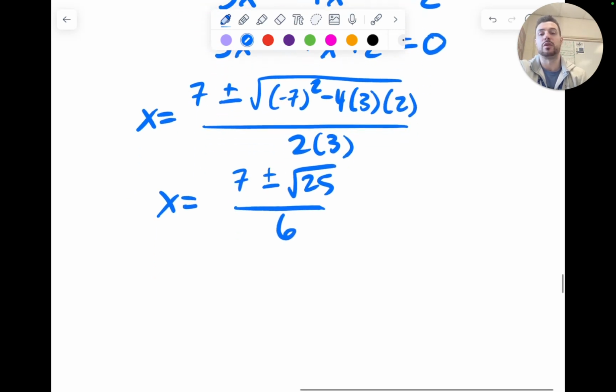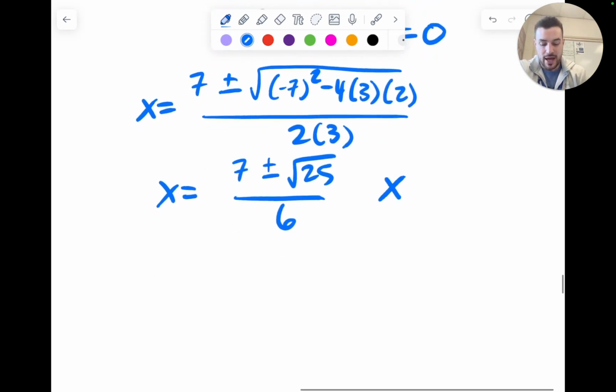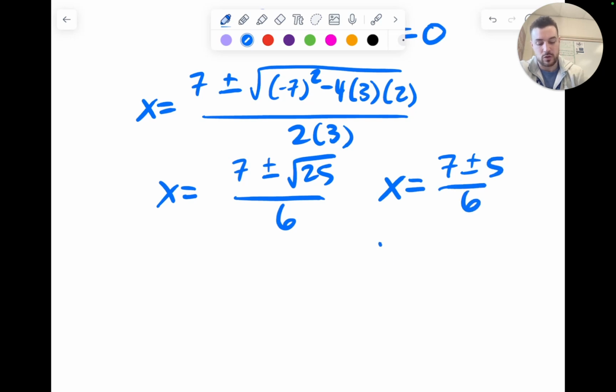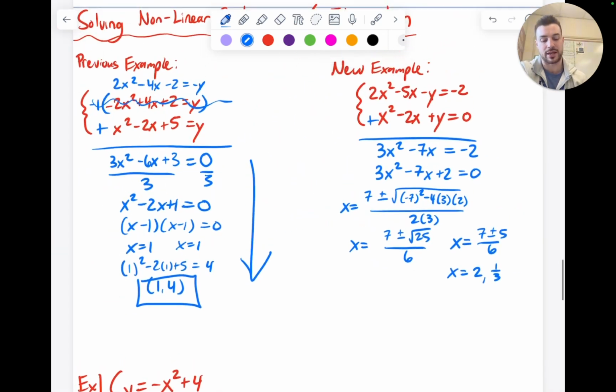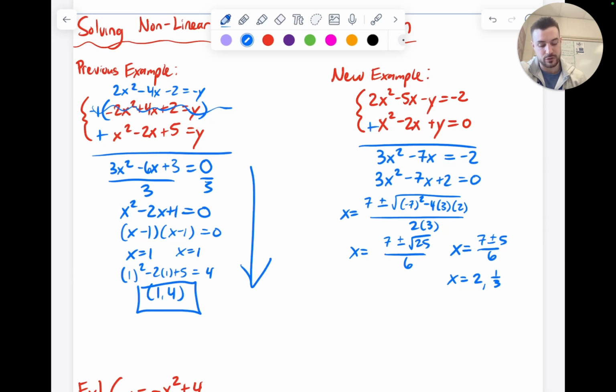And the square root of 25 is 5. So I get x equals 7 plus or minus 5 over 6, or x equals 7 plus 5, which is going to give us 12 over 6, which is 2. 7 minus 5 is 2 over 6, which is 1/3. So I'm going to take each of these x values and plug back in to find my solutions.